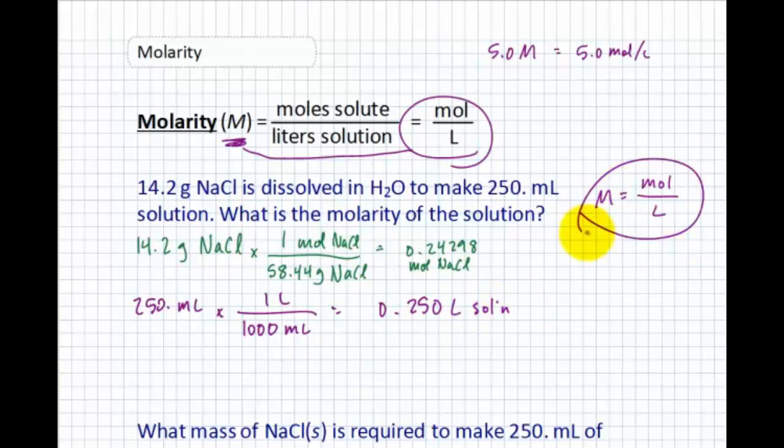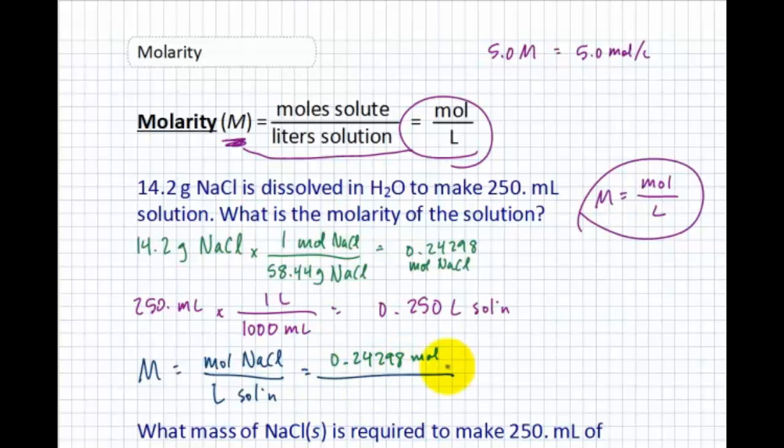So finally, molarity is moles, in this case NaCl, divided by liters of SOLN, which is solution. So for us, it's going to be the 0.24298 moles divided by the 0.250 liters of solution, moles of NaCl.